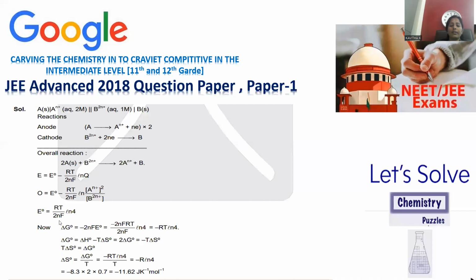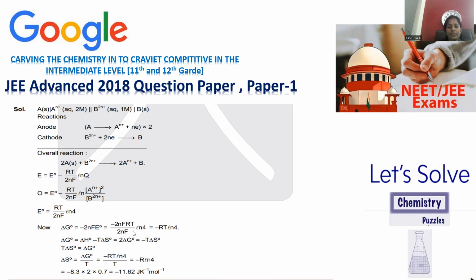E naught is equal to RT by 2nF ln 4. Okay. After getting this, we have the Gibbs free energy equation. This is the already familiar equation: delta G naught is equal to minus 2nF E naught. Here E naught is the standard electrode potential, and we already got this value. We can put this E naught value in this equation. What will it become? That is RT by 2nF ln 4, which can be substituted for E naught.